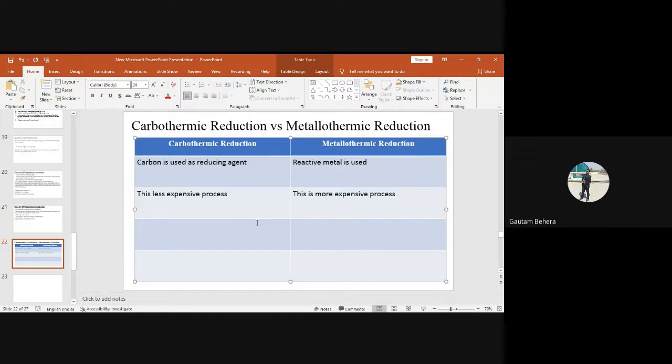You have to remember, metallothermic reductions are carried out in a container or reactor called a bomb. We take powders of metal oxides and powders of the reactive metals, mix them together, and keep them in a bomb. We initiate the process and it will automatically go on. So we basically use powders. But in carbothermic reduction, we use solids, not powders: solid iron ore, solid carbon, not in powder form. Here we use powders of oxides and powders of reactive metals in a mixture form.